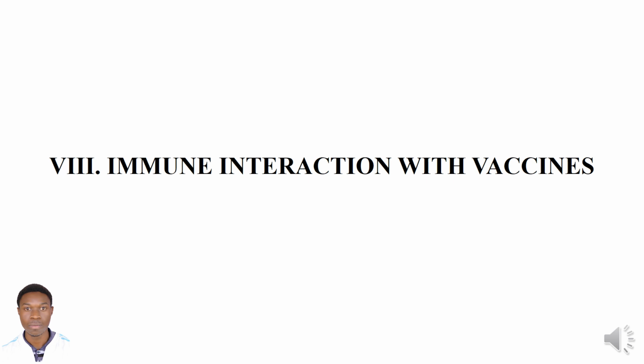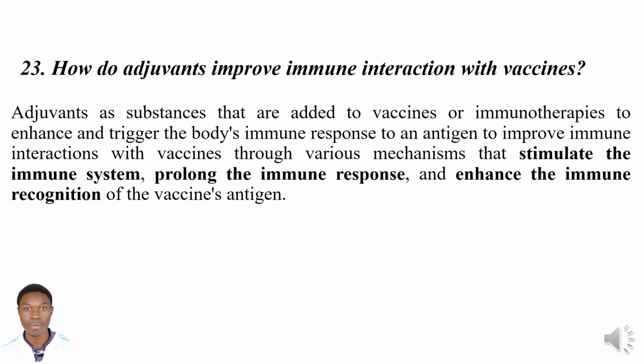Then after this, let's talk about immune interaction with the vaccines. And the first question about this topic is how do adjuvants improve immune interactions with the vaccines? These adjuvants are substances that are added to vaccines or immunotherapies to enhance and trigger the body's immune response to an antigen. They do improve immune interactions with the vaccines through various mechanisms that stimulate the immune system, prolong the immune response, and enhance the immune recognition of the vaccine's antigen.